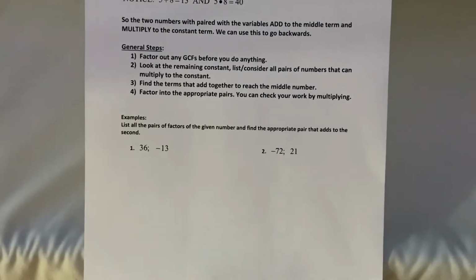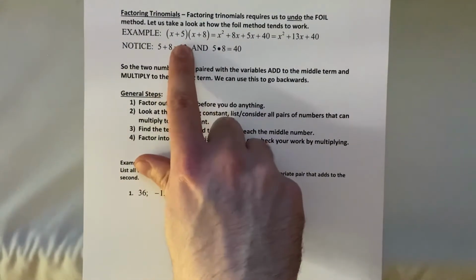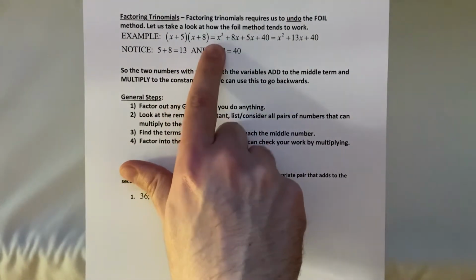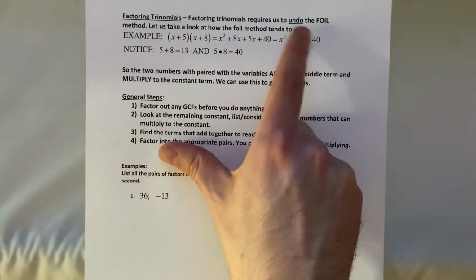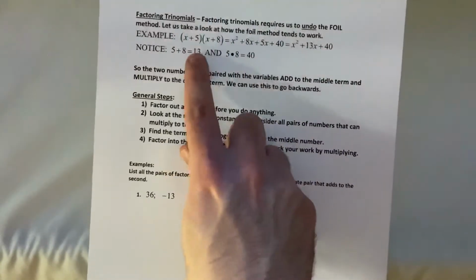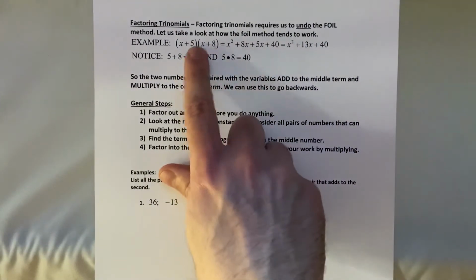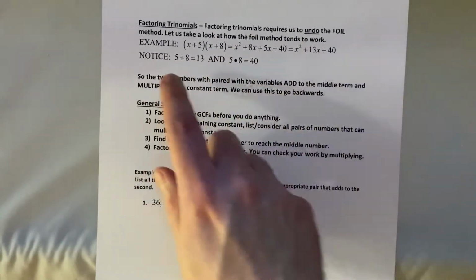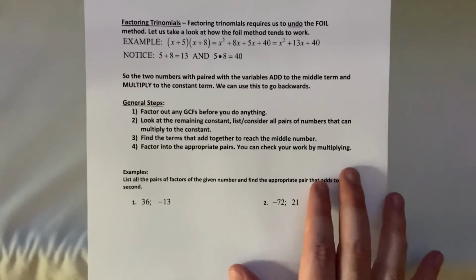Now, when we're factoring trinomials generally, it's undoing FOIL. So let's look at x plus 5 times x plus 8 as an example. When you distribute, you get x squared plus 8x plus 5x plus 40, and then we combine the middle terms. Now, one easy way to look at this is these two numbers, 5 plus 8, add to 13, whereas 5 times 8 multiply to 40. So this is an essential skill that we need to look for to kind of determine what numbers we've got.